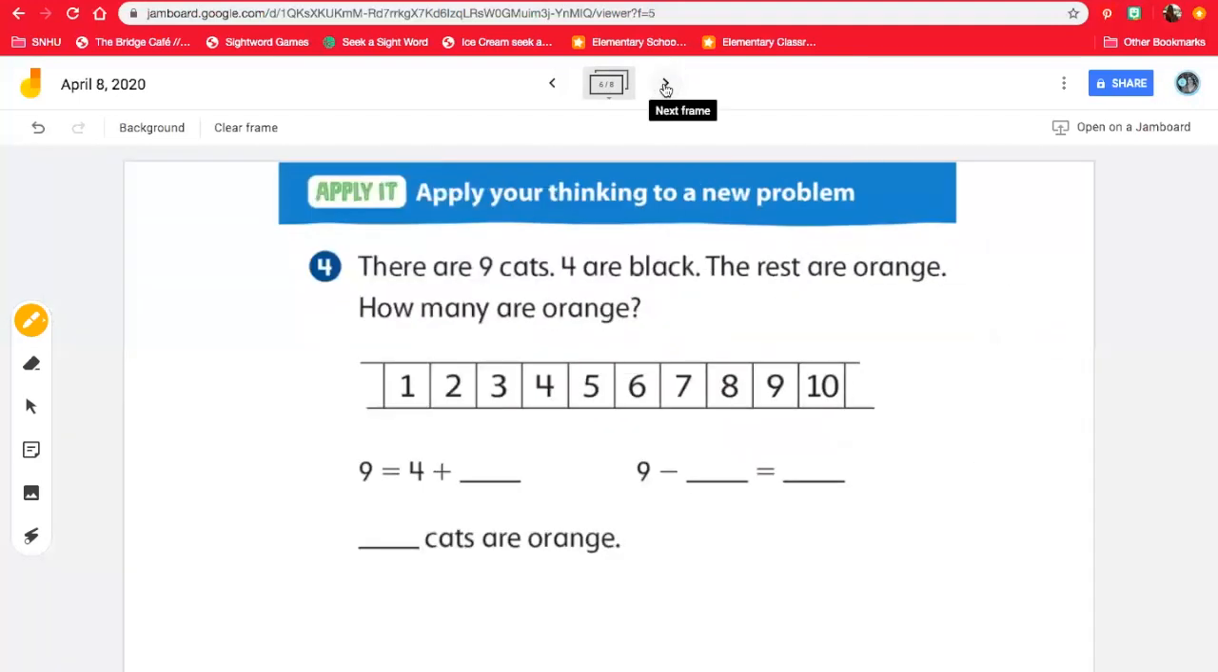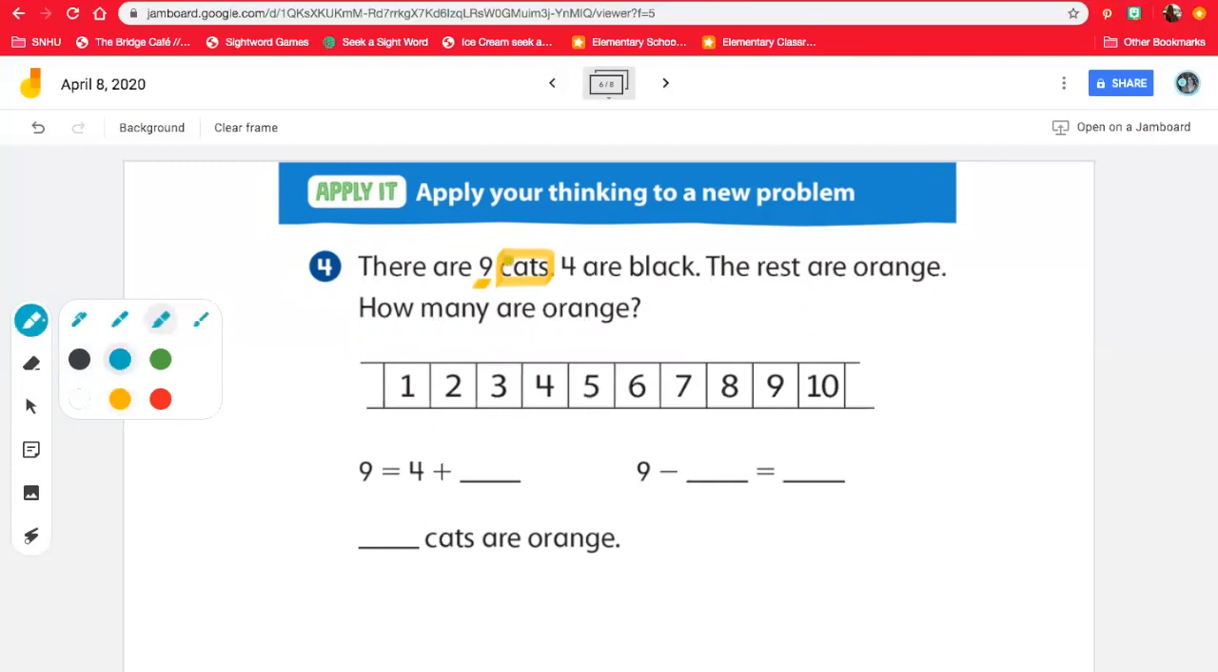Here's another problem. It says there are 9 cats. 4 are black. The rest are orange. How many are orange? So we know this problem is about cats. We know that there's 9 total.